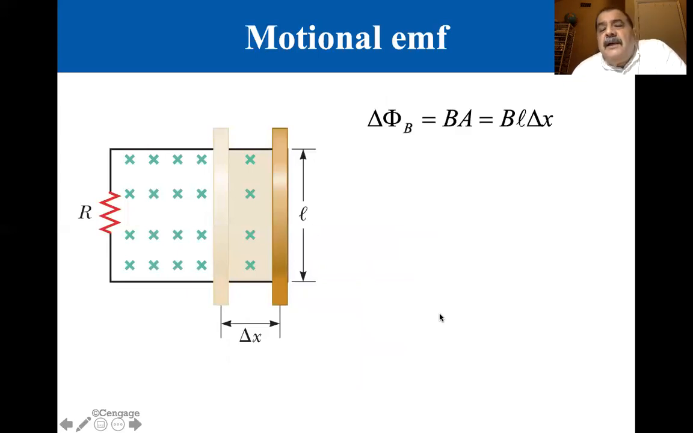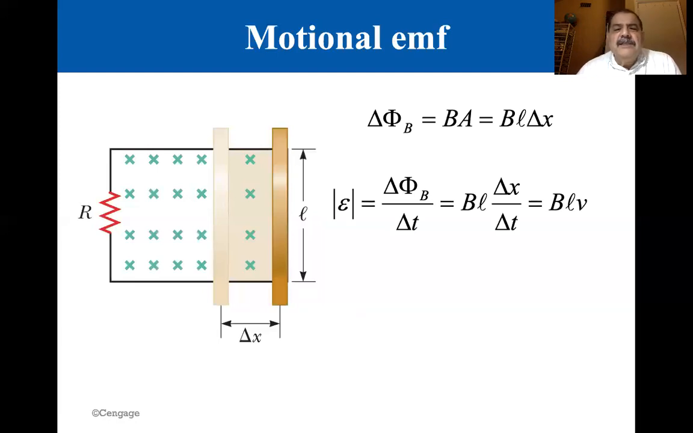So the changing flux, delta phi B, is equal to the magnetic field times the area, and the area is equal to L delta X. So E is equal to the changing magnetic flux divided by a unit of time, equals BL delta X over delta T. Well, what is delta X over delta T? That's velocity. Distance over time is equal to velocity. So the current is equal to E over R equals BLV over R, the resistance.